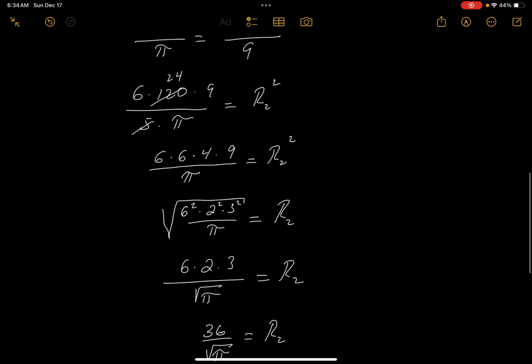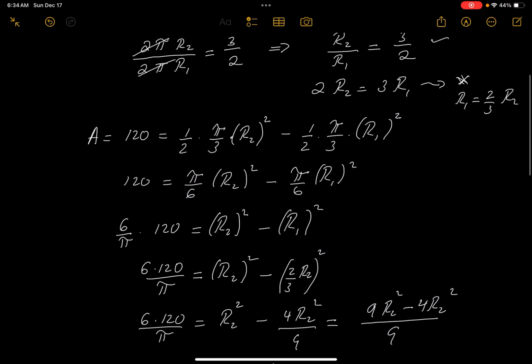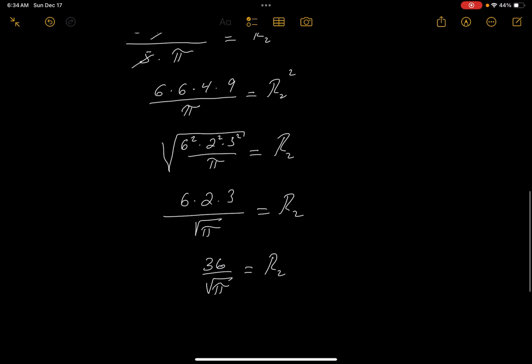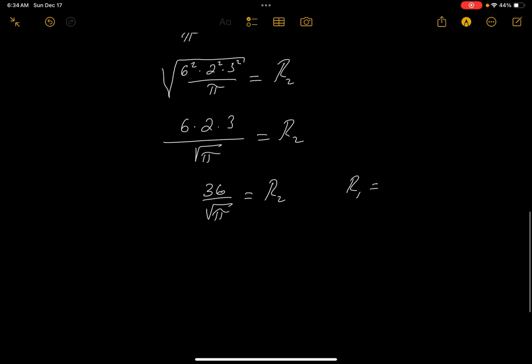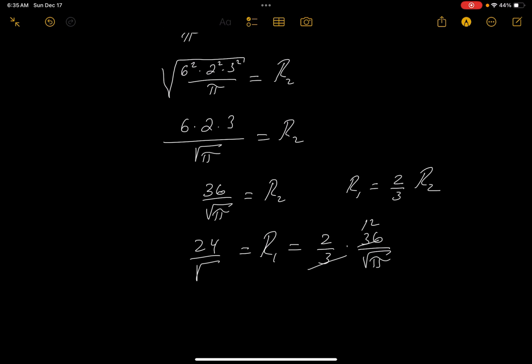Now, someone says, what's R1? We were talking about that before. A long problem, isn't it? R1 is 2/3 of R2, and they're asking for this, by the way. So R1 is 2/3 of 36 over root pi. 3 goes into 36 12 times, so you get 24 over the root of pi. Let me go back over the question and make sure they asked for that. They did. They said, find the radii of the circles. We're done. Thank you.